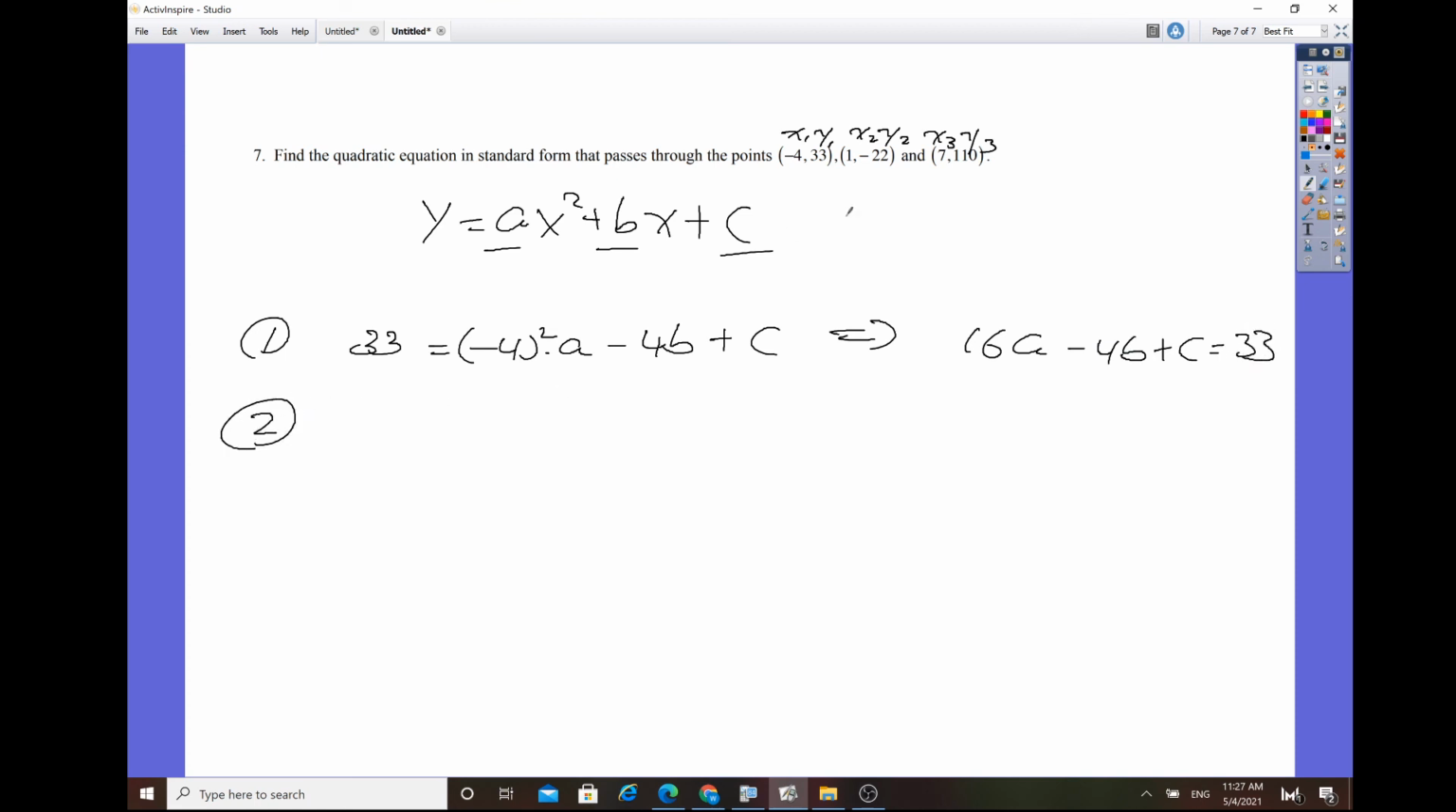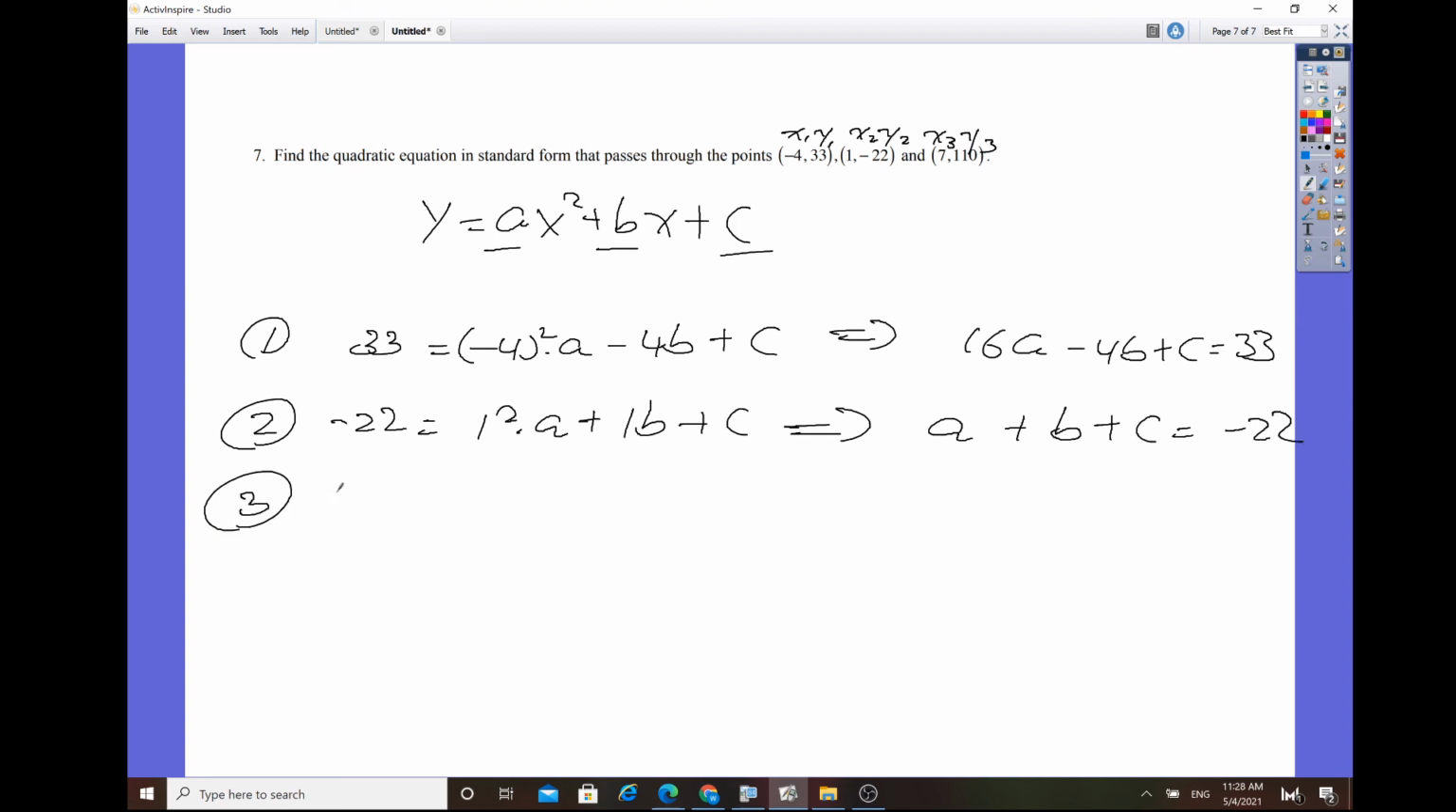Then the second equation, y equals -22. That equals 1 squared times a plus 1b, because x is 1, and then plus c. So a plus b plus c equals -22.